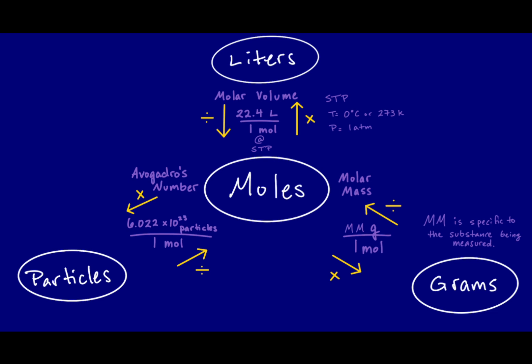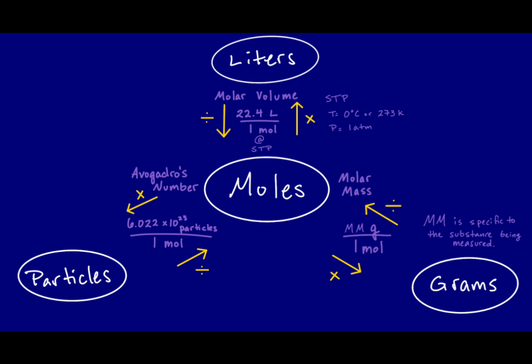When we think about grams, grams is going to be a little bit different. Our converting factor between moles and grams is going to be molar mass. Now, something really important to talk about is that molar mass is not the same for every substance. The way that we're going to find molar mass today is by using the periodic table. Each individual element has its own atomic mass.